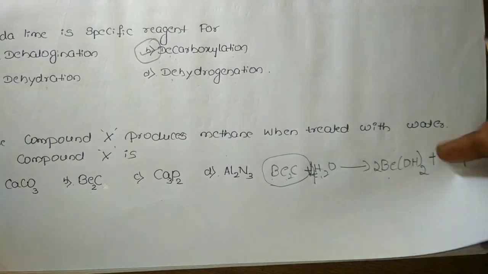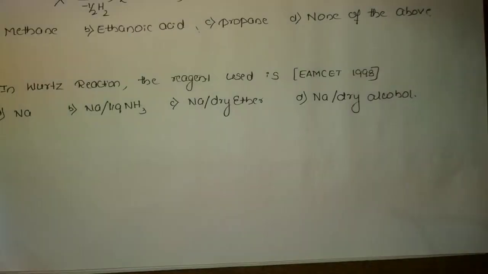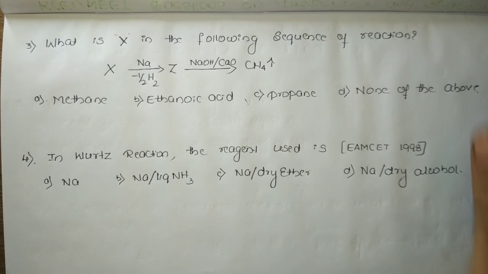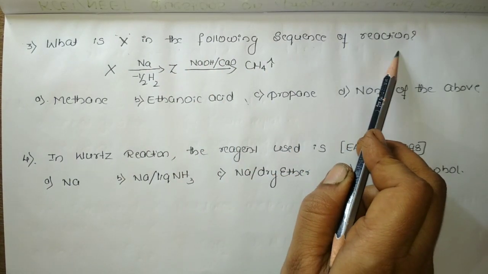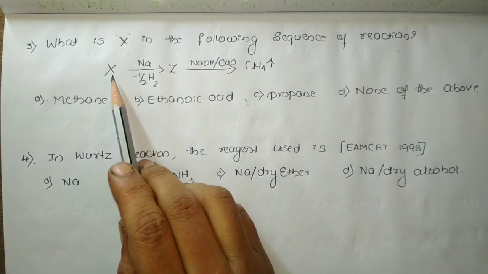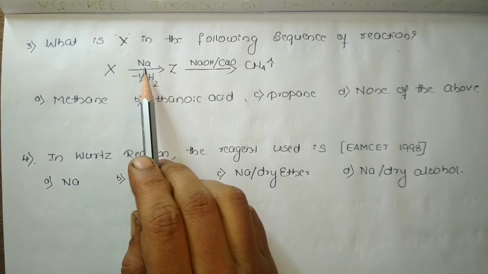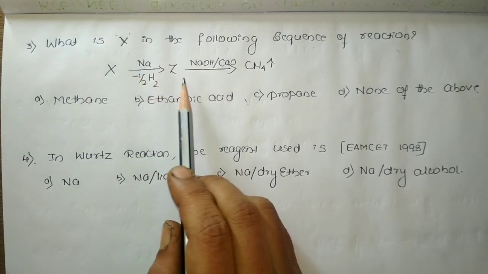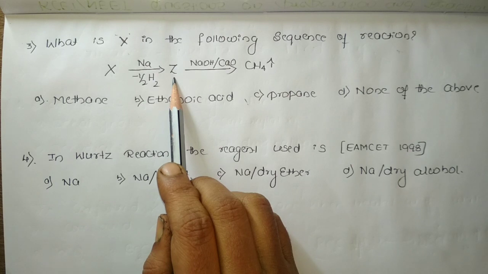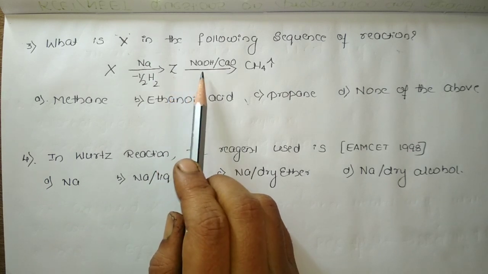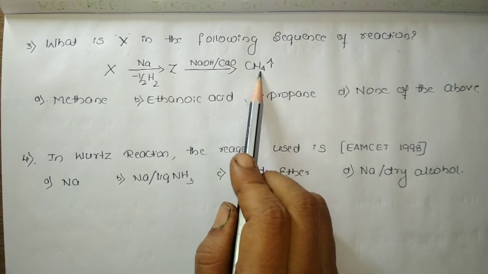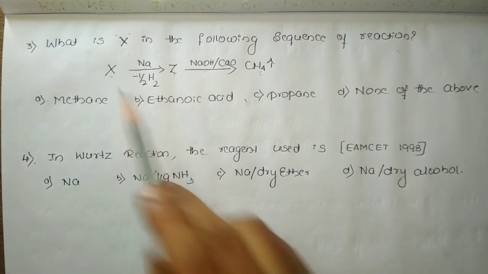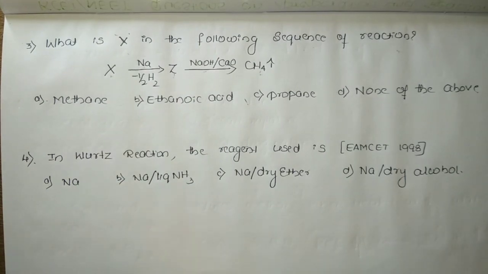Okay, a very simple question. So next one is: what is X in the following sequence of reactions? Listen, quite simple. There is a compound X. When treated with sodium, it gives Z. When Z is treated with soda lime, it gives methane. So you need to tell not Z, it is X. Listen, quite simple question.